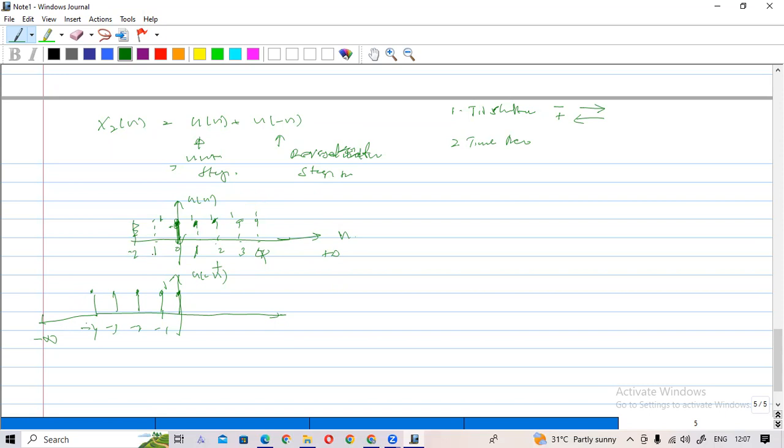So these values are 0 and these values are 1. But here these values are 0. Okay. So if I add them together, the resultant signal will be, this is n, this is plus infinity, and this is minus infinity.